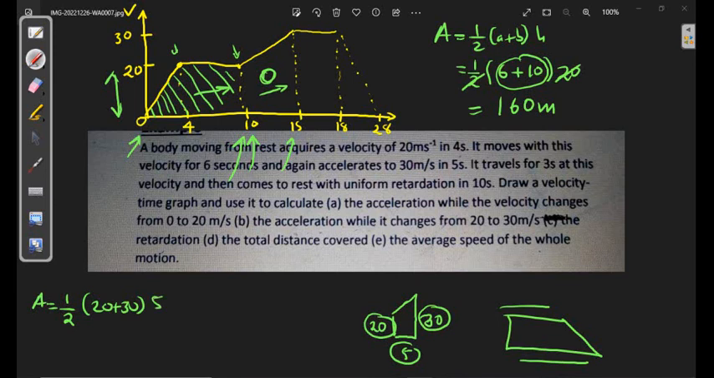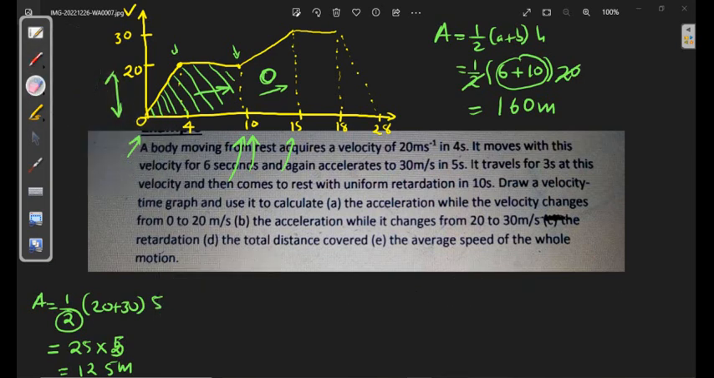So this is going to give 20 plus 30, that is 50. We divide that 50 by 2, that is going to be 25, and then 25 times 5. First 5 times 5 is 25, write 5 remainder 2, 5 times 2 is 10 plus 2, that's 125. So that would be 125 meters. So we have also found the area of another region here.